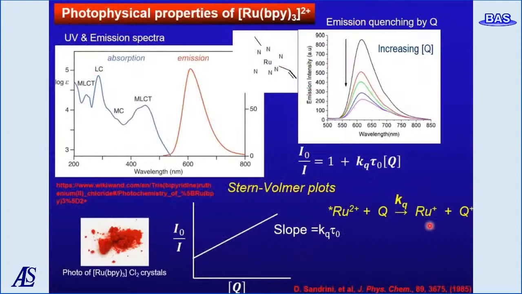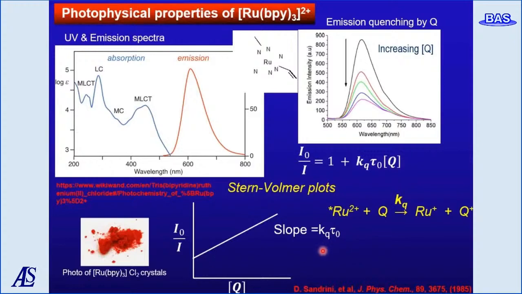This is a red crystal of Ru(bpy)3. In the solution of Ru(bpy)3, the addition of quenchers induces a decrease of emission intensity depending on the added concentration of the quenchers. From this emission change, the plot of the ratio of emission intensity versus initial intensity against the concentration of quencher, which is called the Stern-Volmer plot, provides the quenching rate constant.